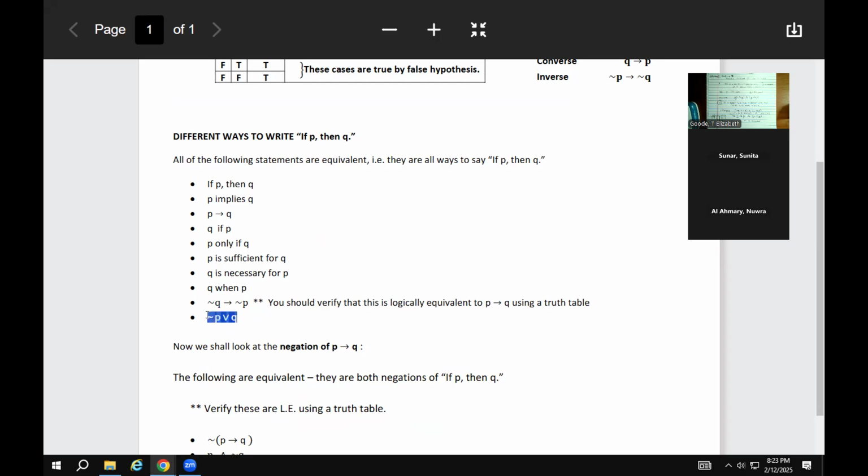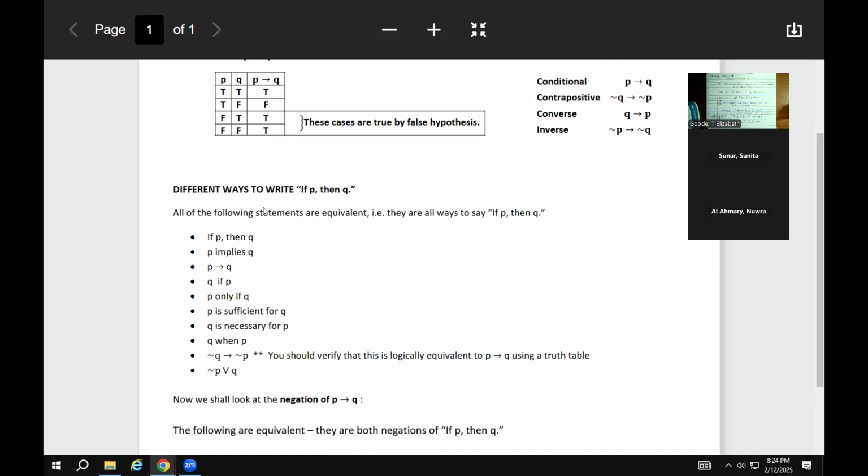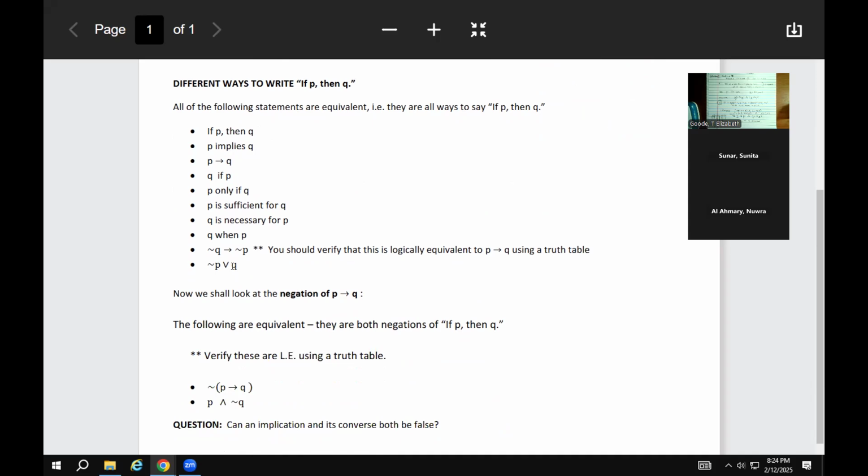You can check it with the truth table. Not P or Q has the same truth table column as P implies Q. You can check it.